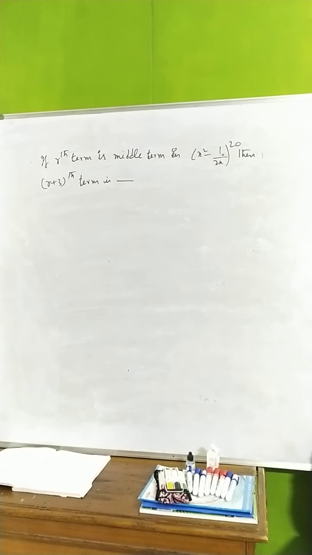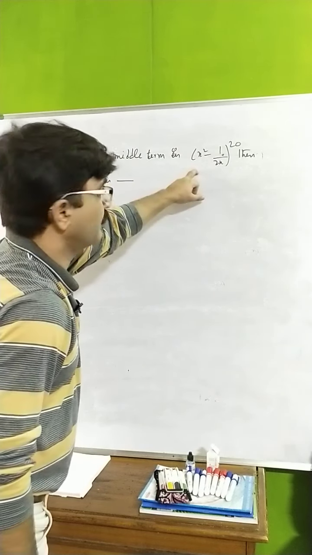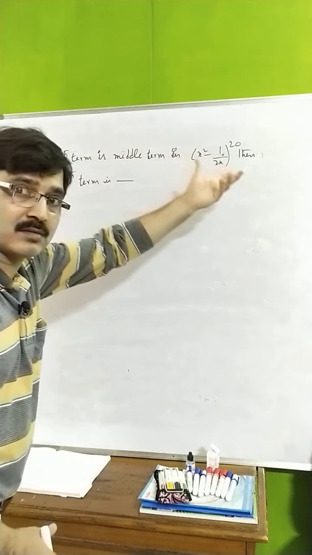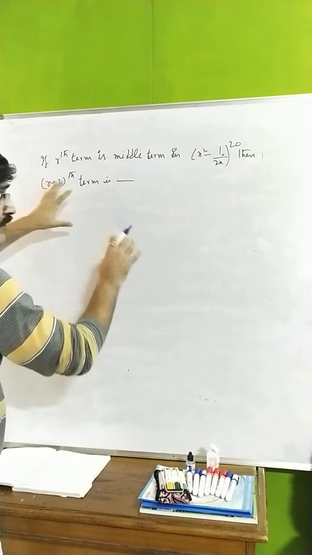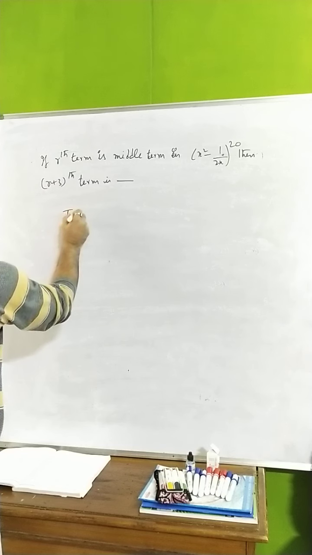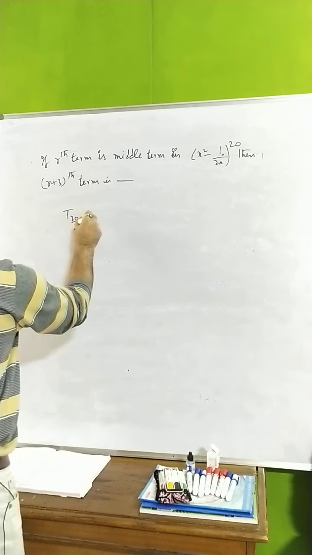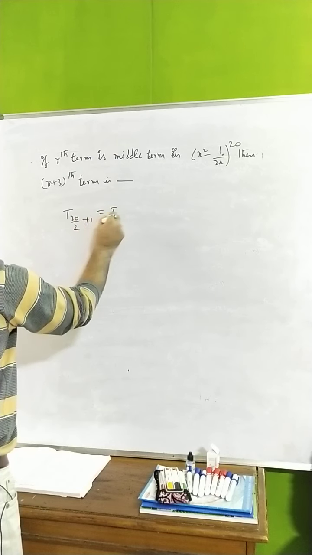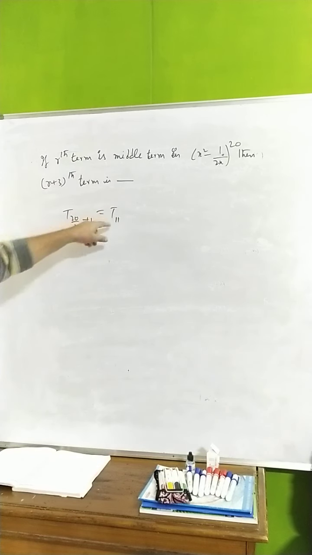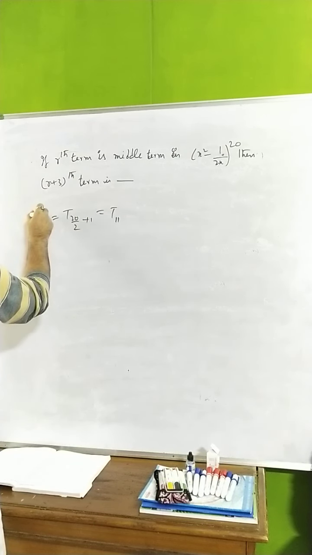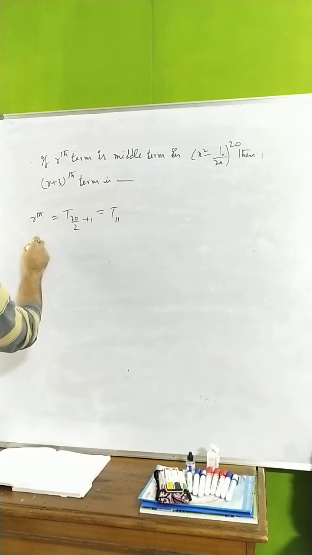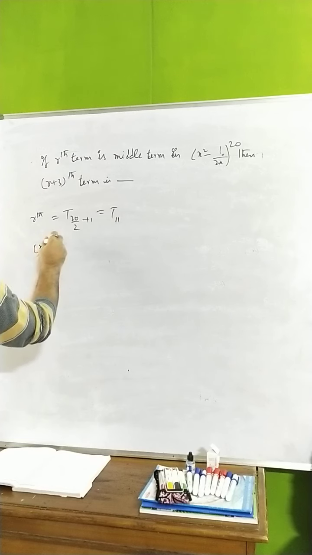See, he is asking here, if rth term is a middle term, then the r plus third term. First of all, we have to identify what the middle term is there. So to get the middle term, because it is even, by 2, I am doing plus 1. What is the middle term here? t11. If t11 is the rth term, then he said r plus 3 the term he is asking.